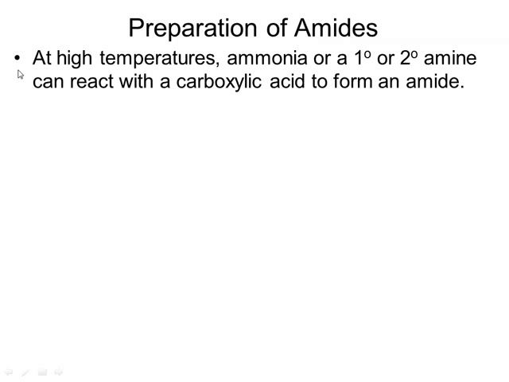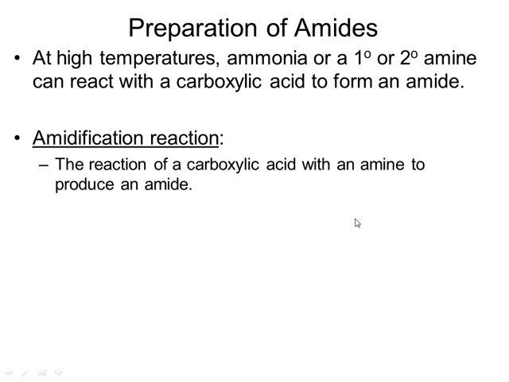So how we make an amide is the reaction of a carboxylic acid and a primary or secondary amine specifically. A tertiary amine would give us something a little weirder, so we'll not worry about that to start with. So the amidification reaction, as it is called, is we react a carboxylic acid with an amine to produce an amide.